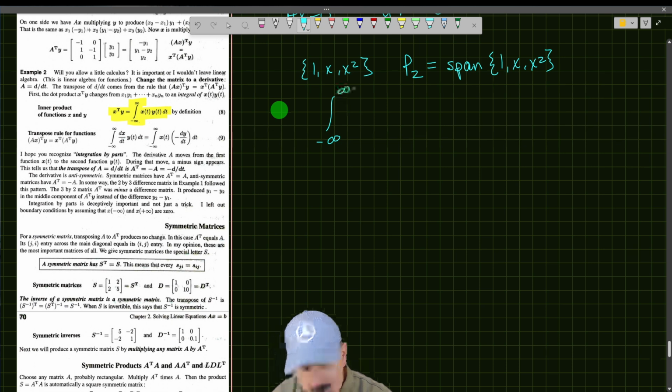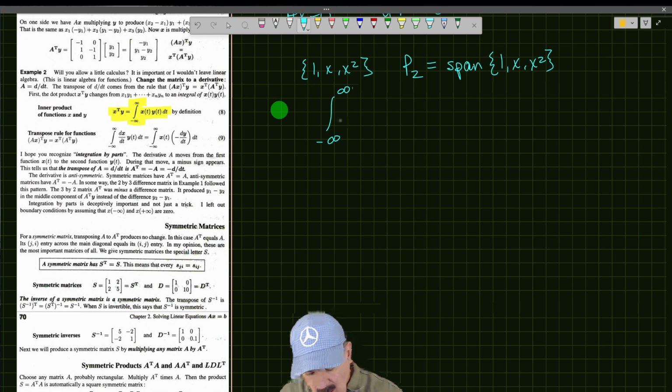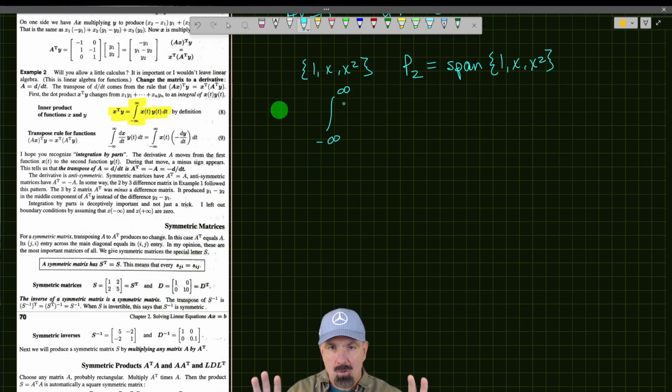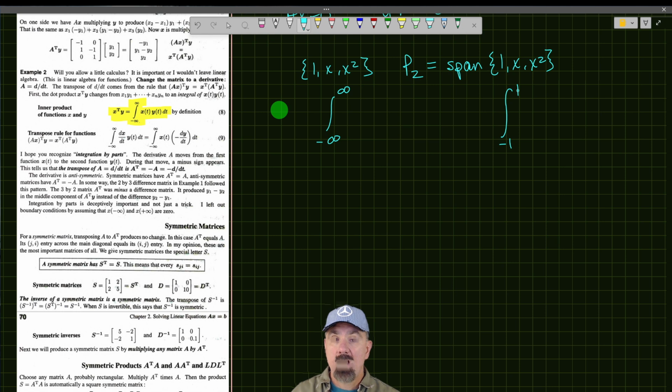The fact that his inner product goes negative infinity to infinity, that is the result of the types of functions he's talking about. Negative infinity to infinity would not work for polynomials because a lot of those integrals would not have solutions. They would not exist. But he's talking in general, negative infinity to infinity. For polynomials, we generally talk about negative 1 to 1 as our limits of integration for our inner product.